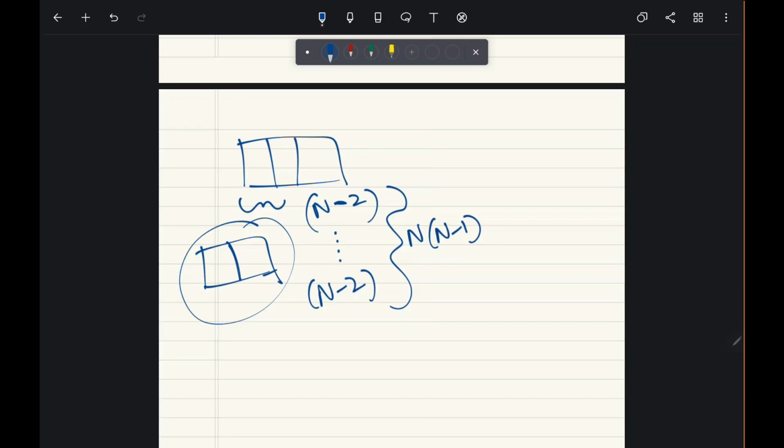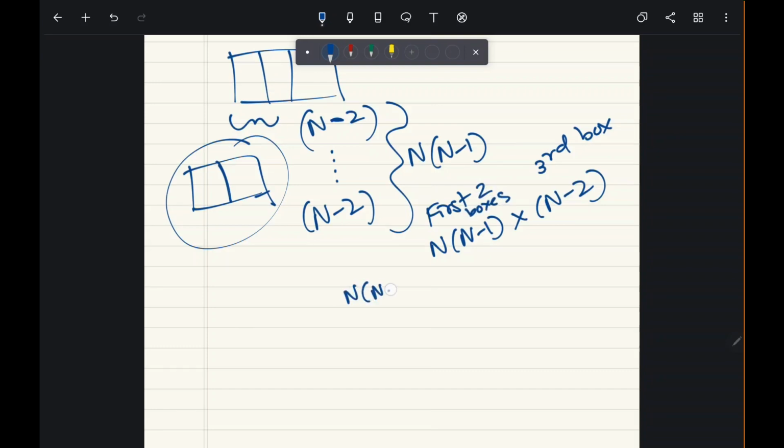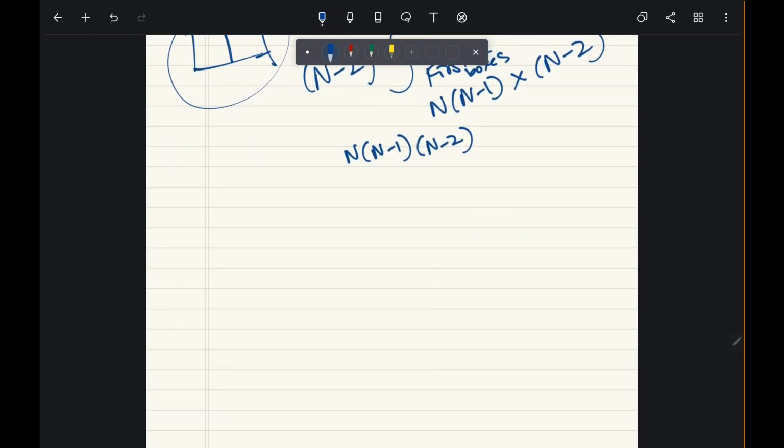So in total, how many ways to arrange three numbers are there? It is going to be n minus 2 for the third box, and then for the first two boxes we have these many different ways to arrange two numbers in the first two boxes, right? So this is basically n into n minus 1 into n minus 2, and there is a pattern here.